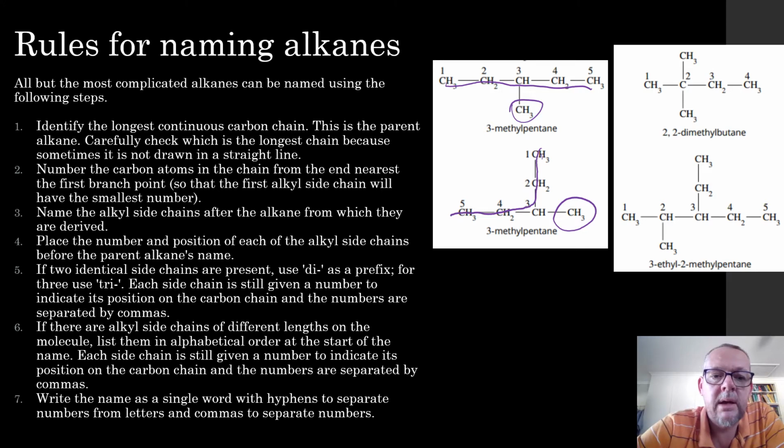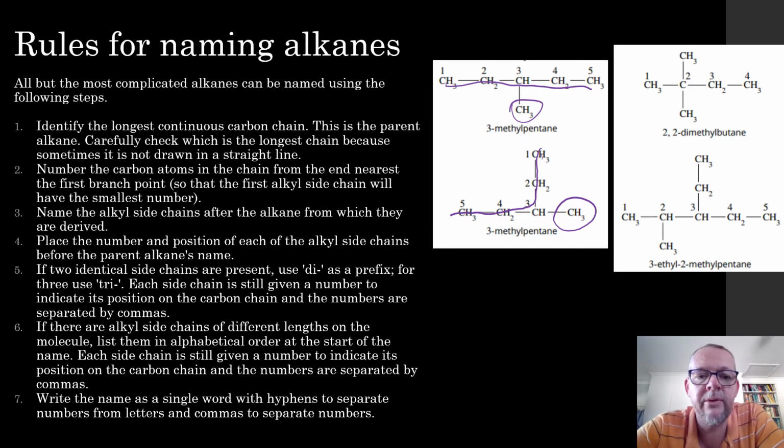Now we number the carbon atoms in the chain from the end nearest to the first branch point, so that the first alkyl side chain will have the smallest number. So what does that mean? It means we see the first branch point and we start the numbering from the closest end. So this is going to be number 1 rather than that one being number 1, because this is the closest branch point.